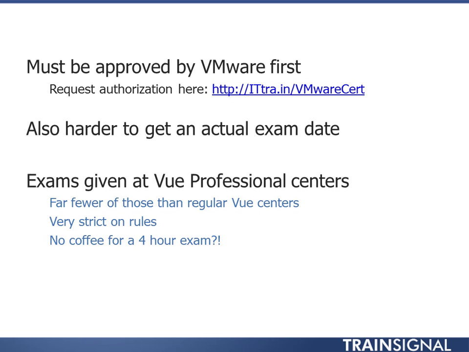So I'm used to being able to get an exam at one of the many VUE centers in Charlotte within a day or two's notice. But with these, I had to plan out about 8 or 9 business days before I could get a slot. So there's far fewer centers. This is a 4-hour exam, and so it's just tougher to get a spot in.